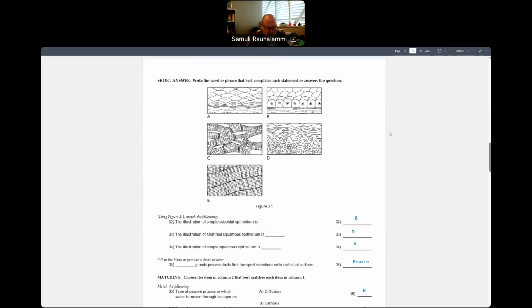Stratified squamous epithelium instead is multiple layers. So that is the stratified part. And squamous refers to the outermost cells being these flattened disc-like cells from a cross-section. So a little bit like scales of a fish. Figure D illustrates this well, as seen with these many layers and the outermost disc-like cells. Simple squamous instead is one layer. And again, these flattened cells, we see that on figure A, where we have this one layer of flattened cells.